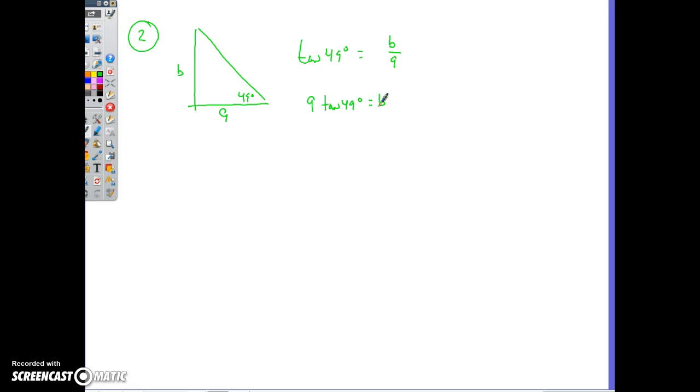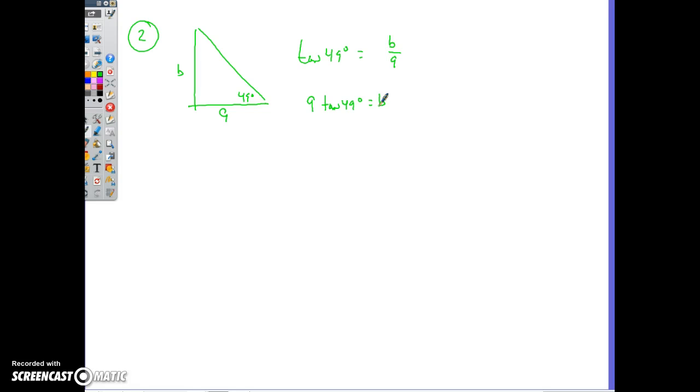How do you determine what's the numerator and what's the denominator? I did 9 over, opposite over adjacent. So 49 degrees. What's 49 degrees here? Did I do it right? Yeah. So 49 degrees is here.